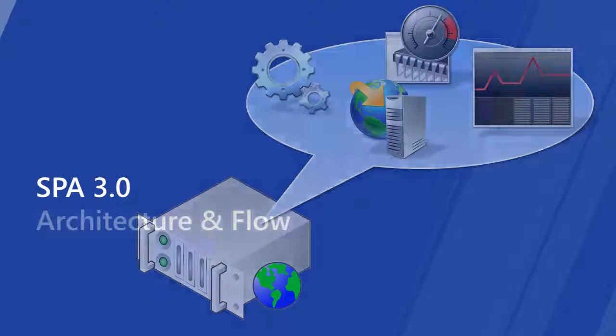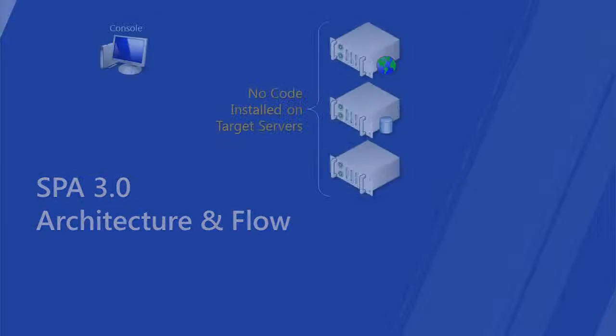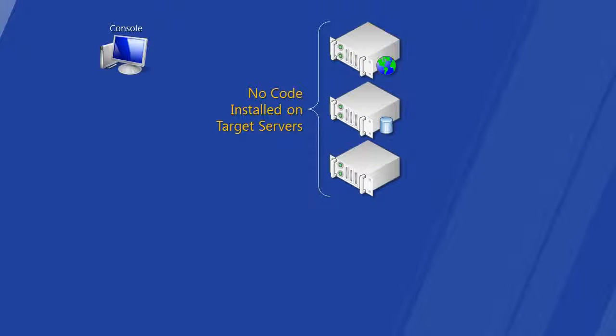Let's talk about the architecture and flow of SPA. One of the things that we've improved upon from SPA 2003 is that no code is installed on the target servers. This is really helpful if you have high security constraints on the servers or you're behind a firewall. There's no code installed on the target servers. All it's using is the Performance Logs and Alerts service, which is on by default, and it saves all the information onto the local shares.